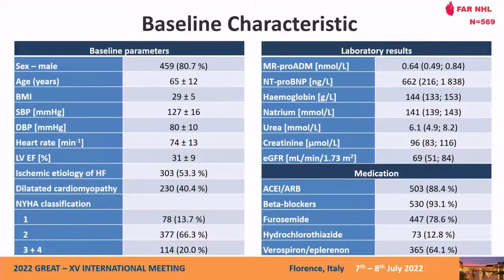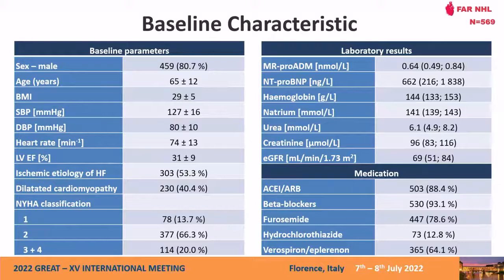So this is the baseline characteristic of our patient cohort. As I already mentioned, we included 569 patients with systolic chronic heart failure. Most of the patients were men, the mean age about 65. They had a normal level of blood pressure and heart rate. The mean ejection fraction was around 31%. The most common etiology of the heart failure was ischemic or dilated cardiomyopathy.